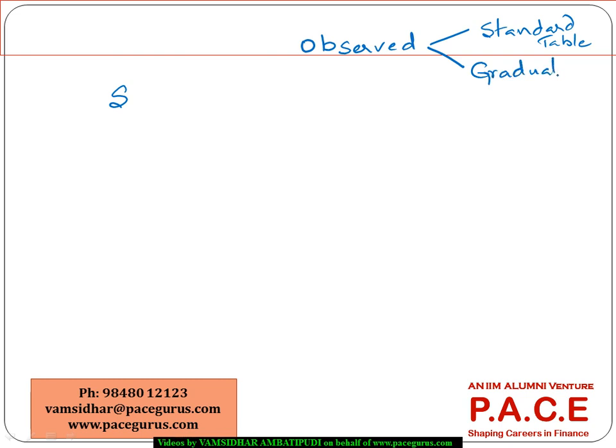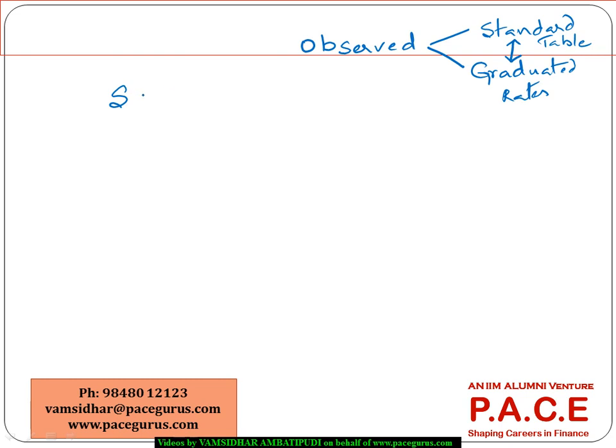Now, as I have already highlighted, we are primarily doing the graduation. So I can compare the observed rate, the actual rate, with a standard table, or I can compare it with my own graduated rate. And probably my own graduated rates, I can compare them with the standard table to see whether my experience is consistent with that of the standardized table.